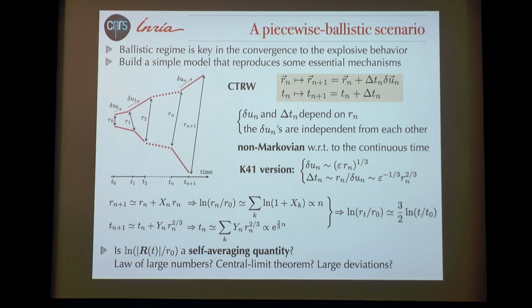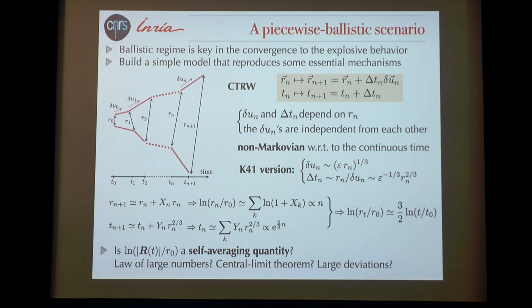So the model is very simple. We assume that the separation at time n+1 is given by the initial separation plus delta t times some velocity difference at time n. So this is one piece of the ballistic motion. But then the time it takes to the next time step is also a random variable at each step. So it's in the framework of continuous time random walks. Of course, the time steps and the velocity steps depend on the given separation.